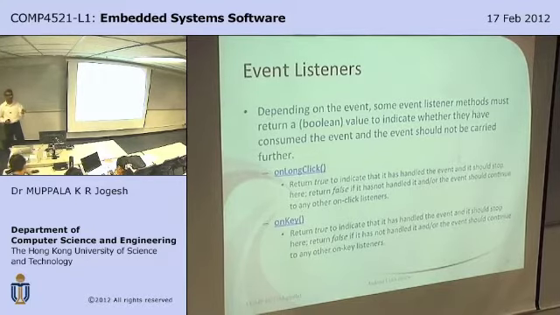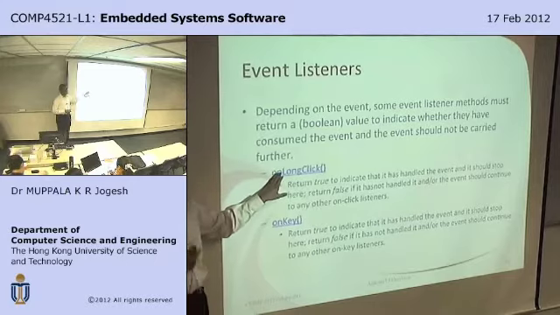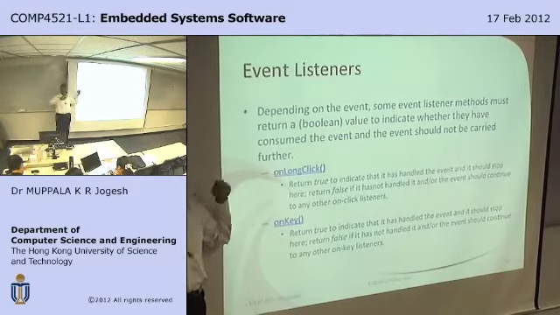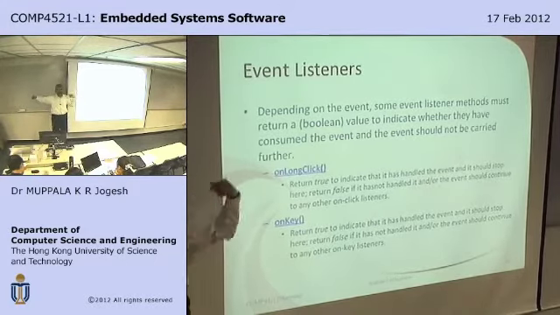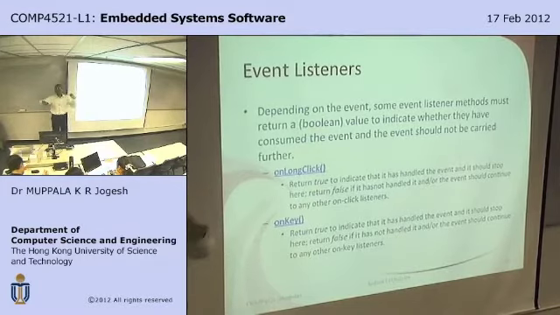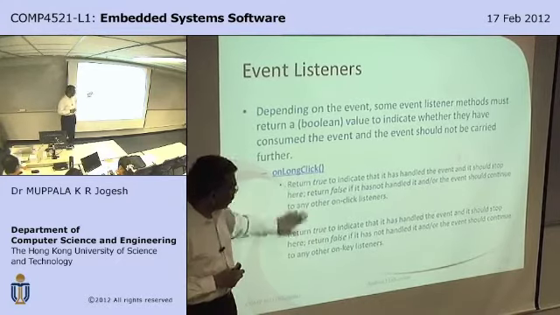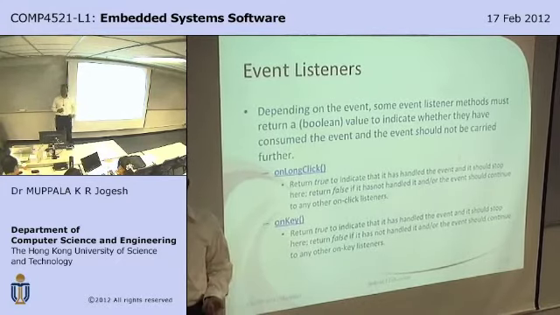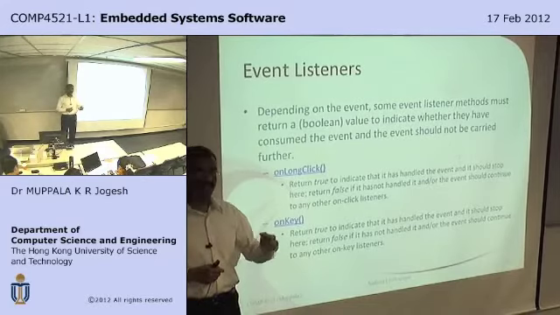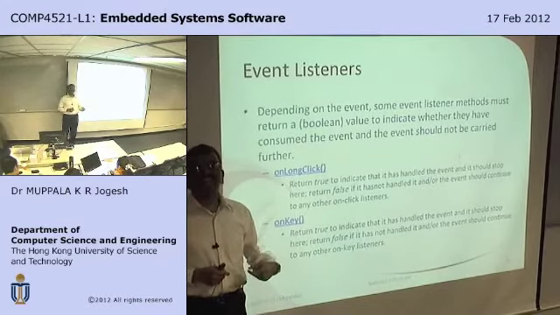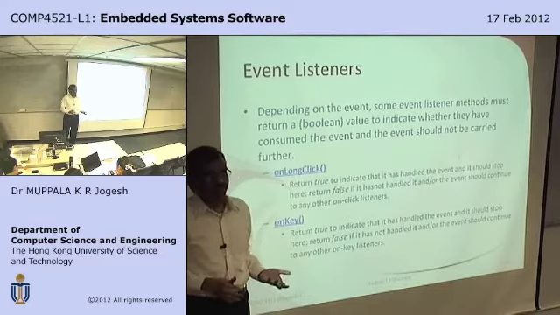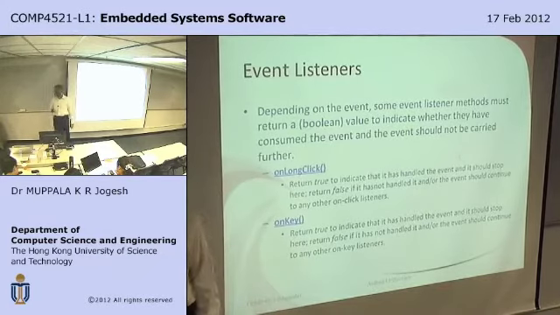Because if the Android framework realizes that the on long click did not consume the event, it will be forced to call the on click, because an on long click could also be interpreted as an on click. So that's the reason why these will return a Boolean value. If the framework realizes that these did not respond, then it needs to call the other handlers.